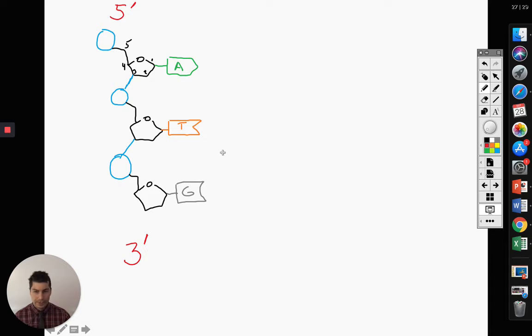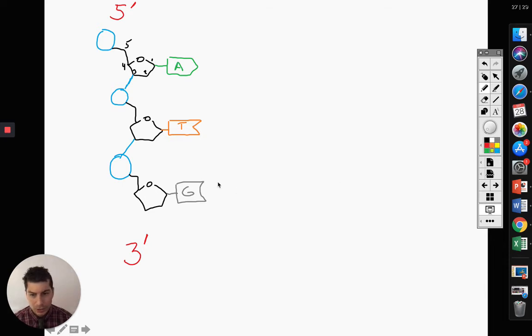Now, why is all this important? Well, DNA is anti-parallel. What this means is that we are going to have another side of DNA, and it's going to be the opposite of the side we just made.